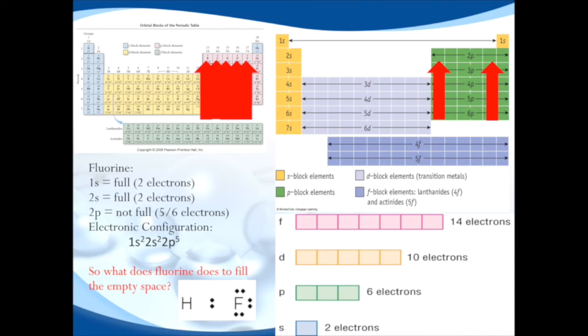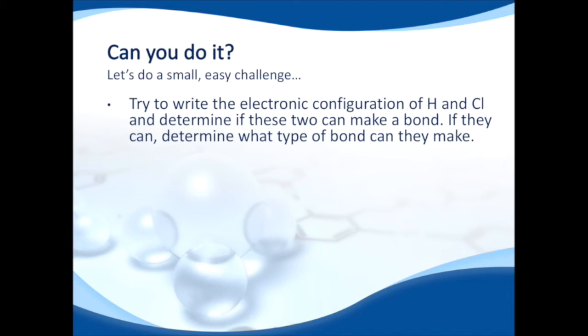As you can see here on the bottom picture, hydrogen and fluorine both complete their orbitals, so now hydrogen resembles helium in stability and fluorine resembles neon in stability, and now they're both happy. Now, can you do it? Let's do a small and easy challenge. Try to write the electronic configuration of hydrogen and chlorine and determine if these two can make a bond, and if they can, determine what type of bond they can make.